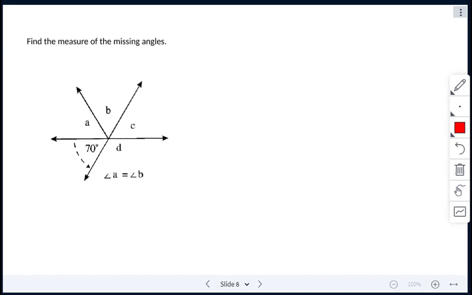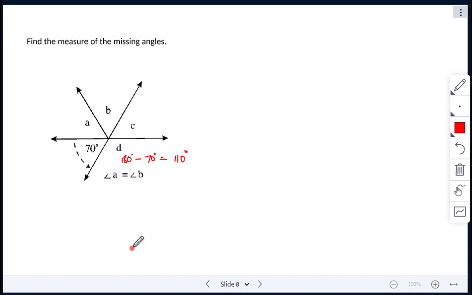For this example, we have to figure out the measure of the missing angles. So we have A, B, C, and D. Figuring out D here, this is a straight line, and we know part of it is 70, so this part has to be 180 minus the 70. So to figure out D, we take 180 degrees and subtract the 70 degrees, and that gives me 110 degrees.